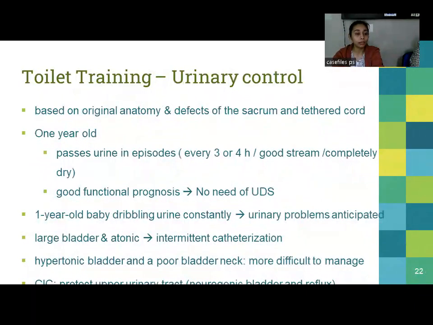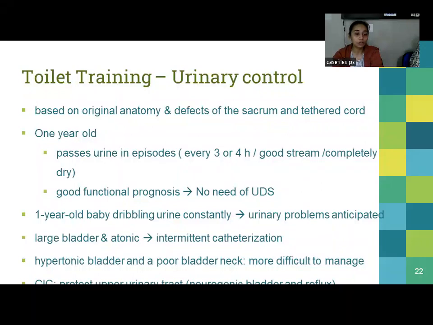Coming to urinary control, it is based again on the original anatomy and the defects of the sacrum and tethered cord. In a child who is 1 year old and passes urine in episodes, that is every 3 to 4 hours, with a good stream and remains completely dry in the intervening period, there is a good functional prognosis and UDS is not indicated.